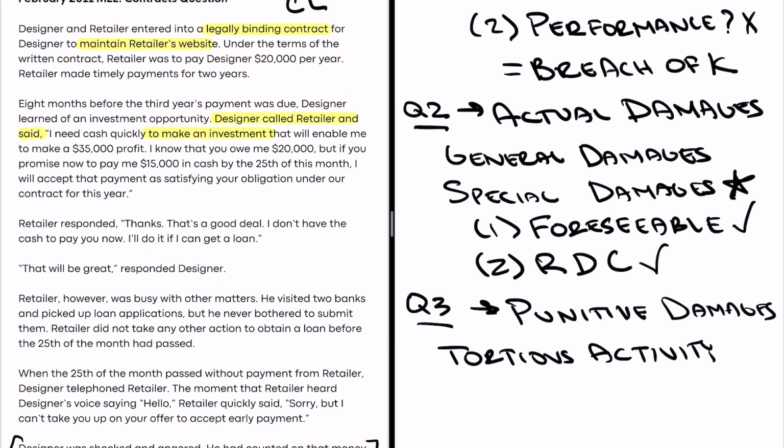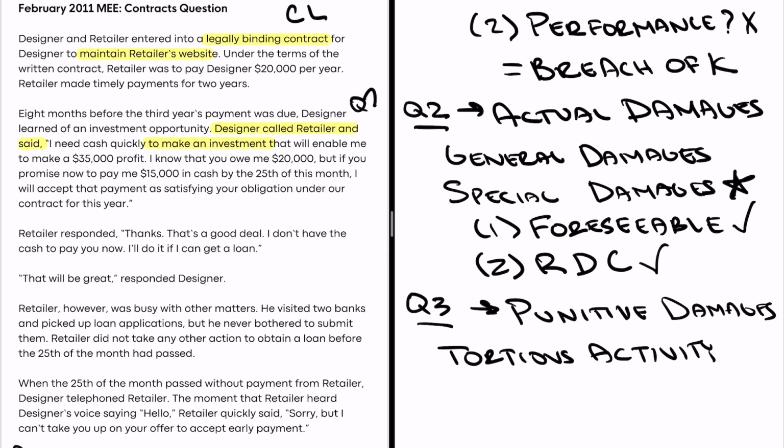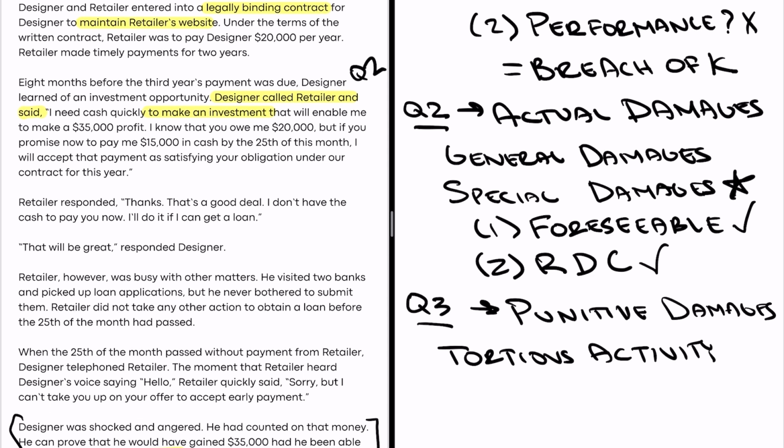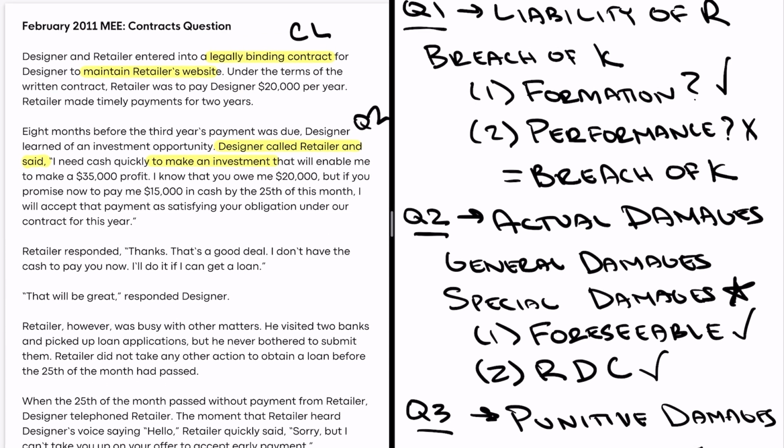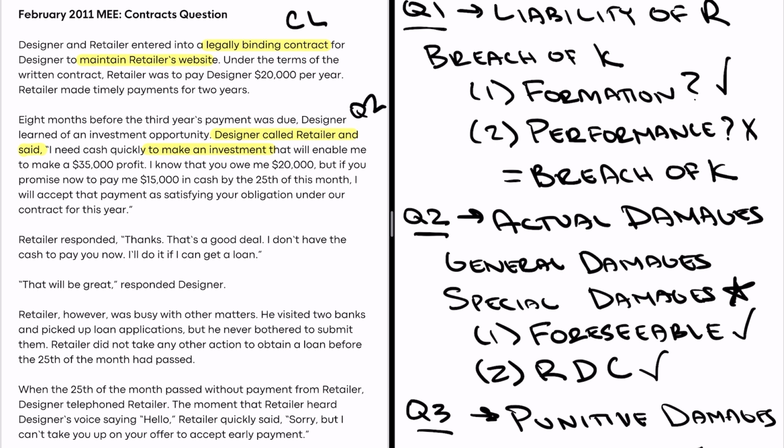So this first part of the paragraph, I'm bucketing back to question number 2 when I'm thinking about special damages. The second half of this paragraph: "I know that you owe me $20,000, but if you promise now to pay me $15,000 in cash by the 25th of this month, I will accept that payment as satisfying your obligation under our contract for this year." This sounds to me like a proposal for modification of their existing contract. Paragraph 1 tells us designer and retailer entered into a legally binding contract. Now designer calls retailer and proposes this modification.